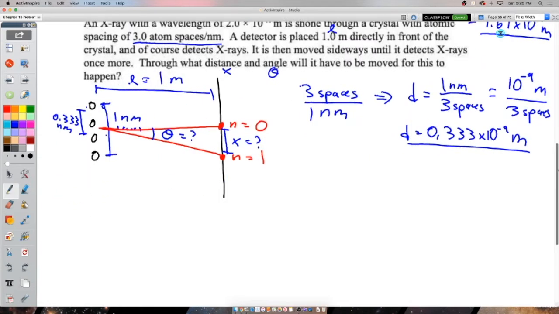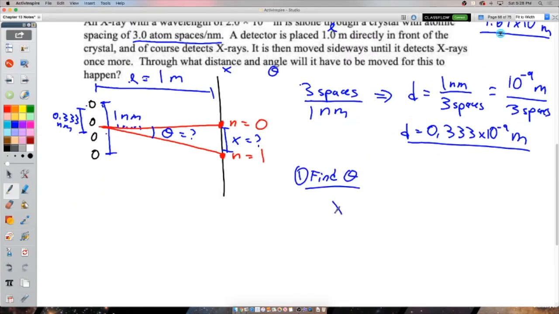So first let's find theta. Start with lambda equals d sine theta over, do I want n or do I want n minus 1/2?